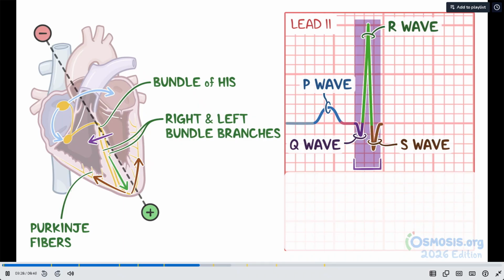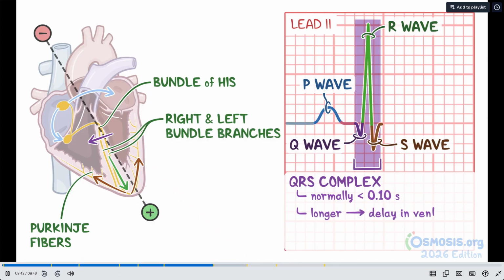Together, these 3 deflections create the QRS complex, which represents the ventricular depolarization. Normally, the QRS complex is less than 0.10 seconds wide. Longer QRS complexes suggest a delay in ventricular conduction, such as a bundle branch block.